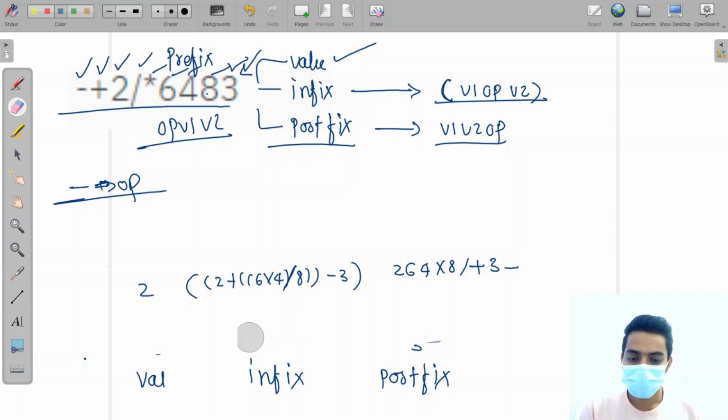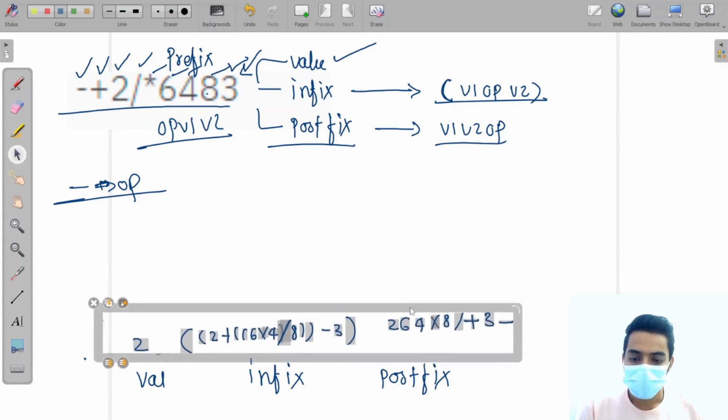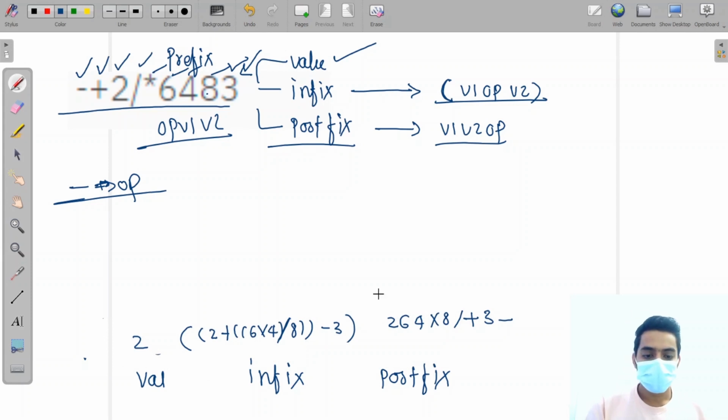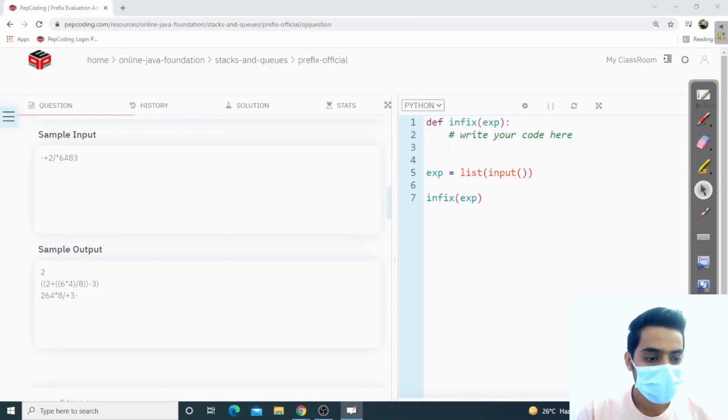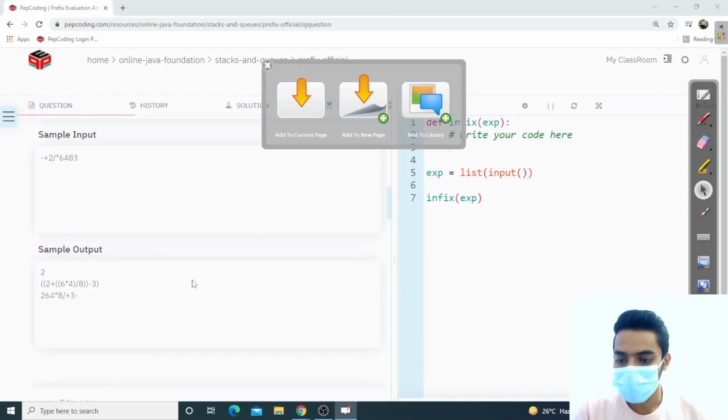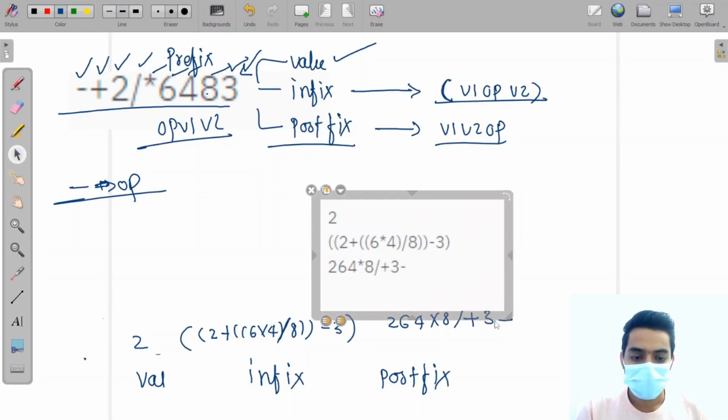Let's erase this, and we are pushing this element into every stack. Okay, so this is our final answer. So let's try to compare it with the sample output also. So this is our sample output.